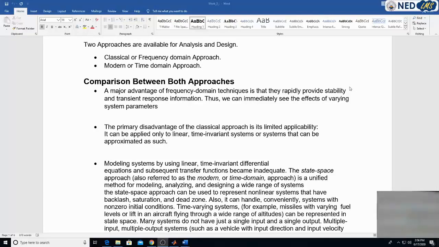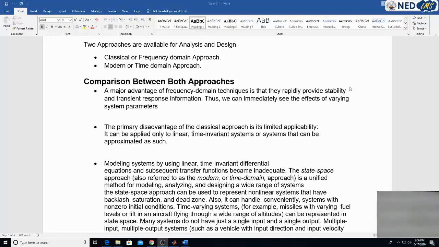So if I say what is the major advantage of the frequency domain or the classical approach, the major advantage is that it rapidly provides stability related information. You can easily extract from the frequency domain representation whether the system is stable or not. Similarly, it rapidly provides the transient response information as well.